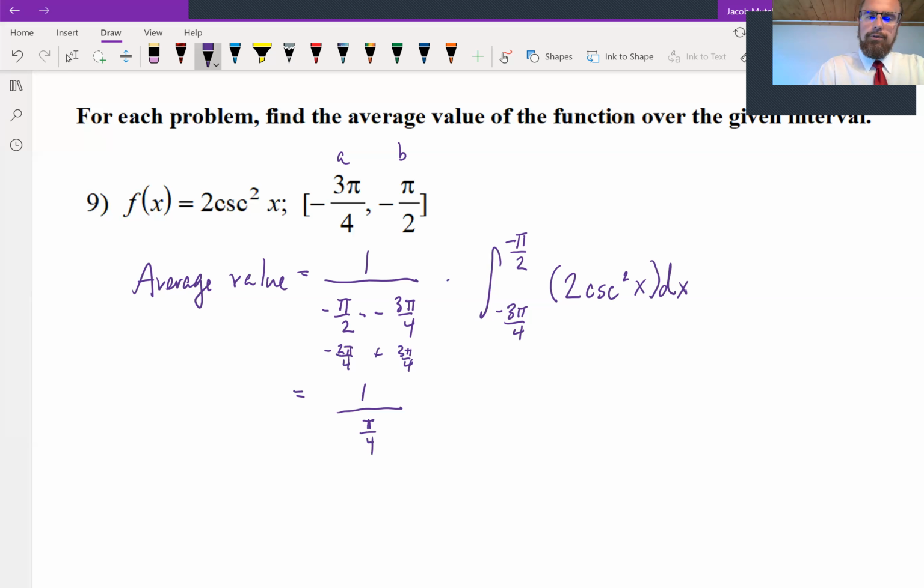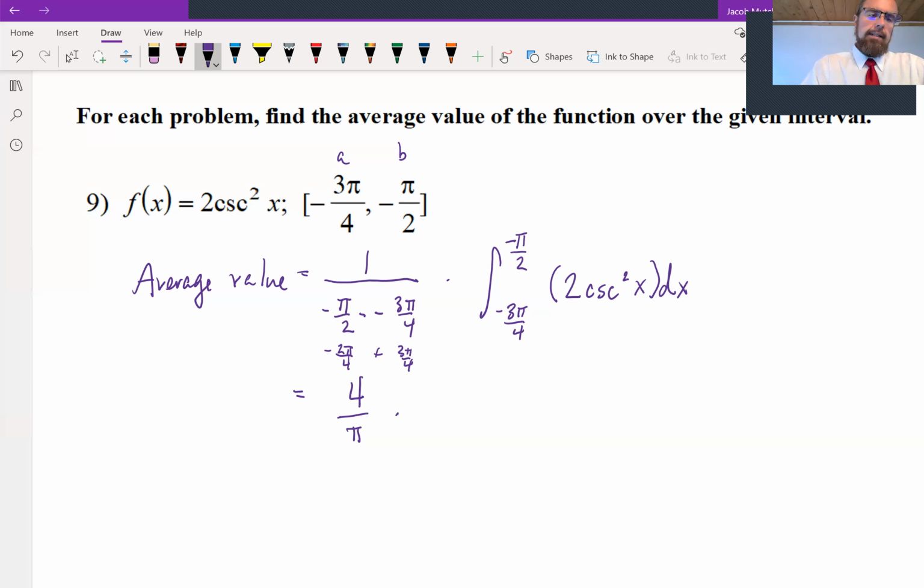But then again, I don't really want to call it 1 over pi over 4. I just want to flip that denominator. This is 4 divided by pi. So I'm just going to back up, and we'll call this 4 over pi. Times, now we need to integrate. So the integration of 2 cosecant squared of x.